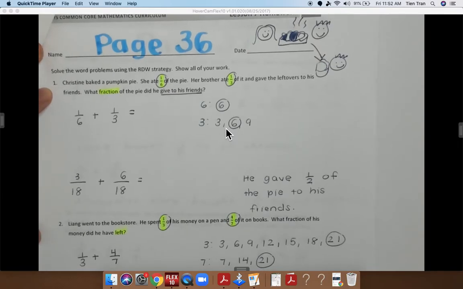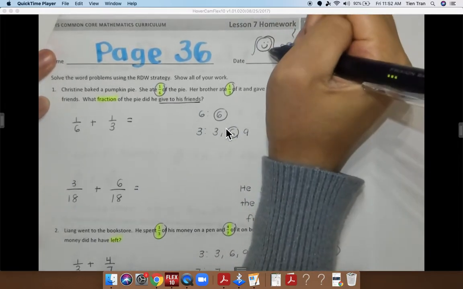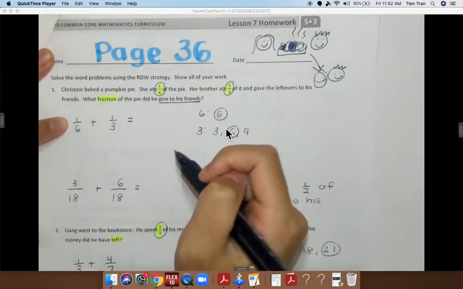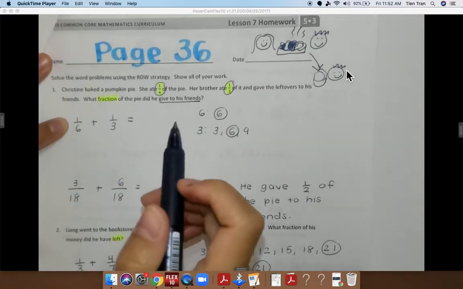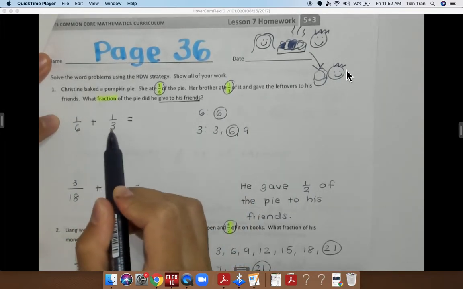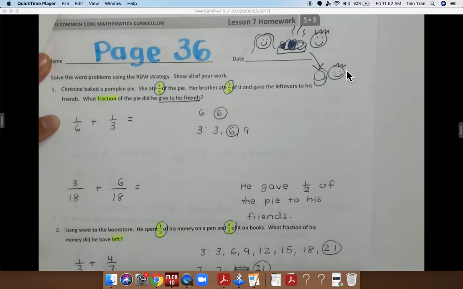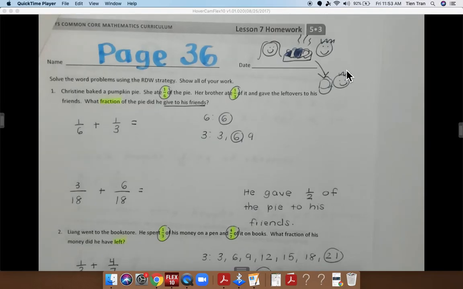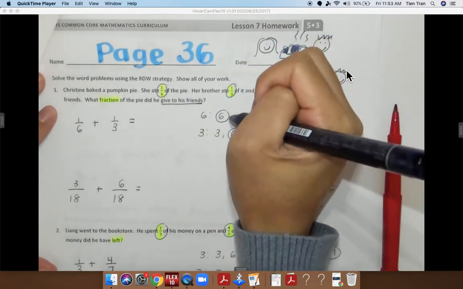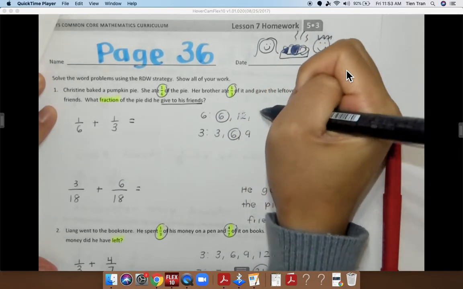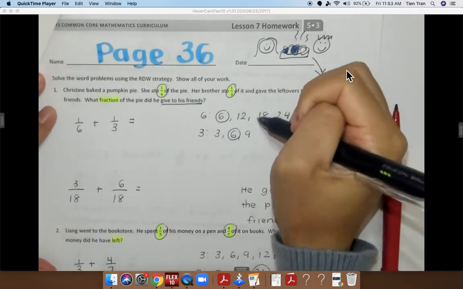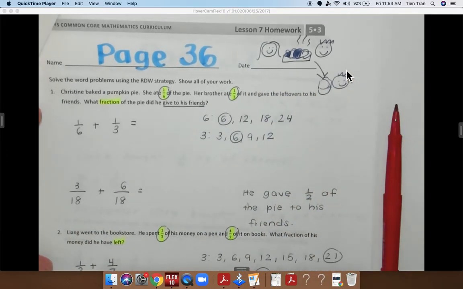So the first thing I'm going to do is add what Christine ate and what her brother ate. So I'm adding 1/6 and 1/3 together. So 1/6 plus 1/3. Notice that the denominators are different. So I need to find the multiples in order to add them together. So right now I am going to look for the multiples for 6, and I have 6. I can keep going. 6, 12, 18, 24. And then for 3, I have 3, 6, 9, 12, and so on.